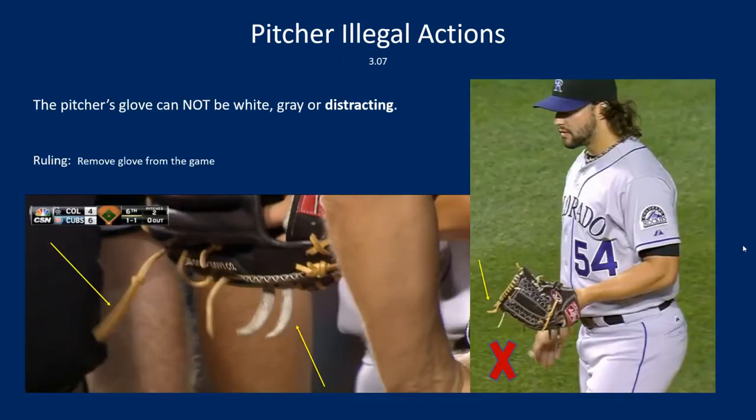Not only can the glove not be white-gray, it cannot be distracting. So in this example, the pitcher's glove has quite long laces on it, and the laces are flapping as the pitcher is throwing the ball. And same thing, the glove can be removed from the game, or the laces or the strings can be cut. Let's take a look at the example.